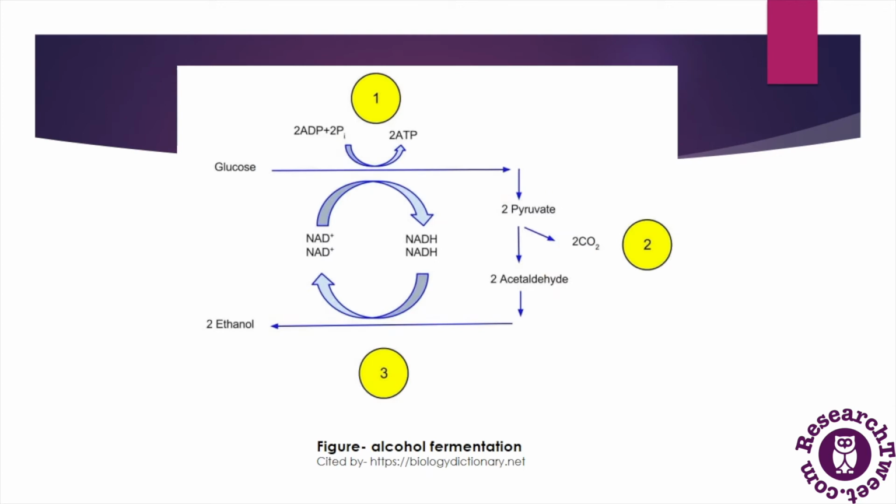Now this is a graphical presentation of alcohol fermentation. In this diagram, we can see the molecule of glucose undergoes the glycolysis process and converts into two molecules of pyruvate. In the second reaction, the molecules of pyruvate convert into two molecules of acetaldehyde, and two carbon dioxide molecules are released. And these acetaldehyde molecules undergo a reaction and convert into two molecules of ethanol with the help of the alcohol dehydrogenase enzyme.